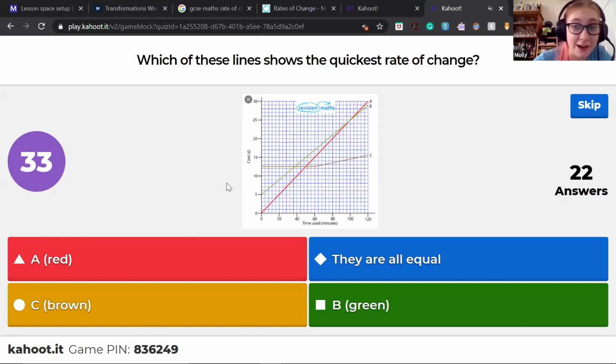Again, don't worry if you have no idea what rate of change means or how to tell which one's quickest. Just give it a go or leave it, wait for the end.